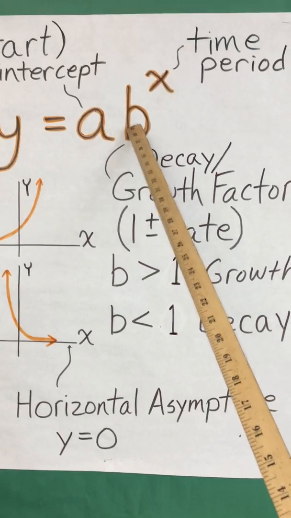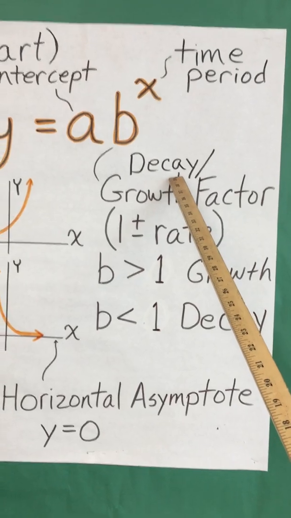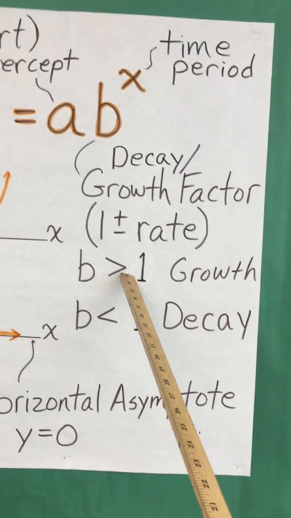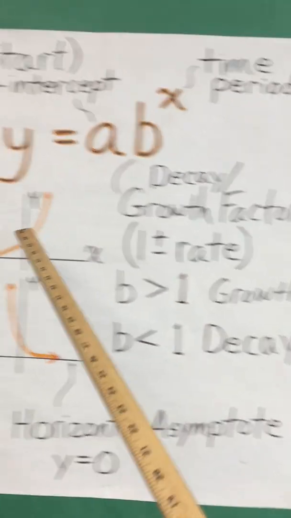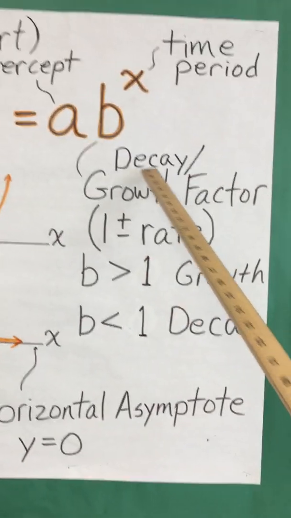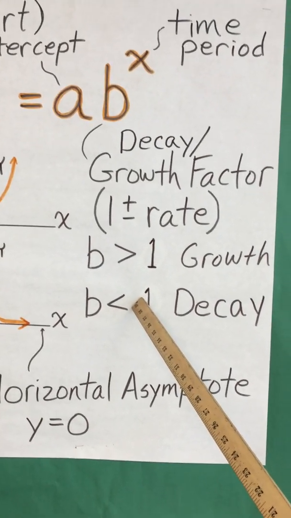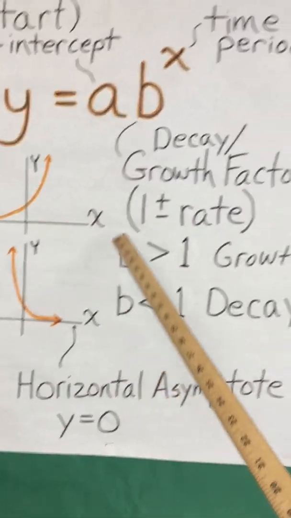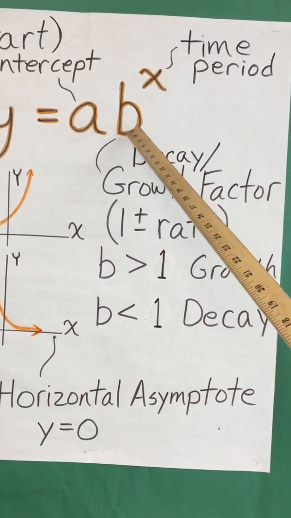And again, this is the poster that you have. This b here, the base number of your x, which is the exponent, it is your growth factor or decay factor. If this number is bigger than 1, if it's 1.2, 1.8, 2, 2.3, 3, anything bigger than 1 means the graph is going to go up. It's a growth situation. If this number is less than 1, 0.9, 0.8, 0.2, 1/4, 1/2, anything like that, it's going to be a decay situation. So all we do is look at this growth or decay factor. If it's bigger than 1, it's growing. If it's less than 1, it's decaying.